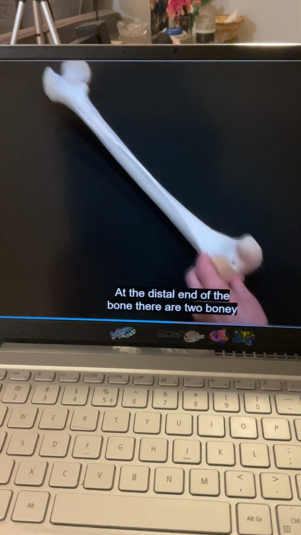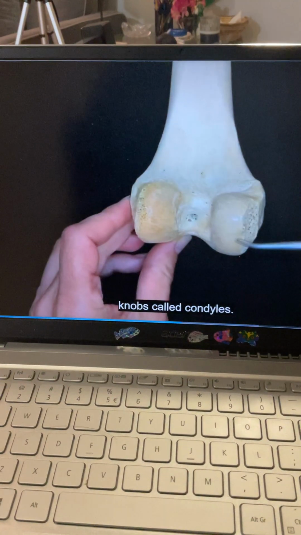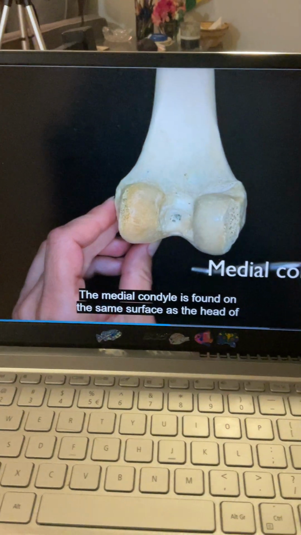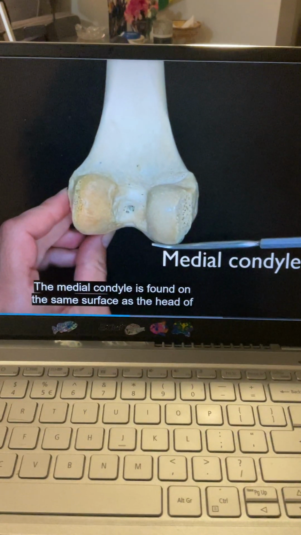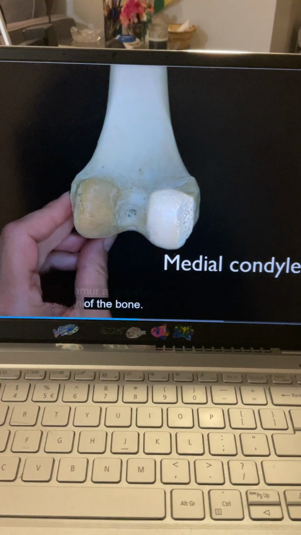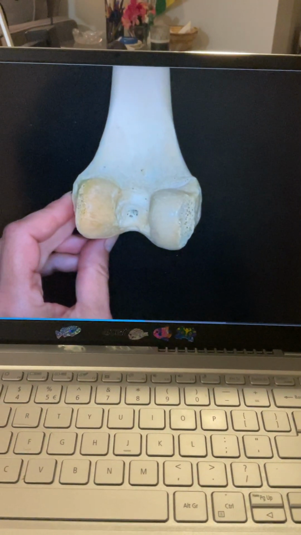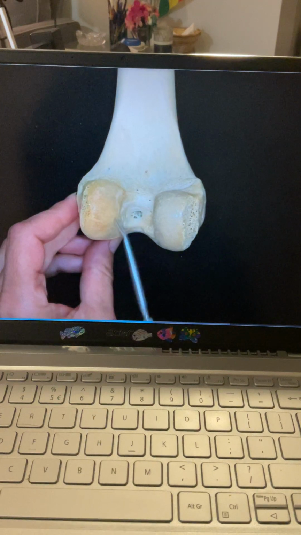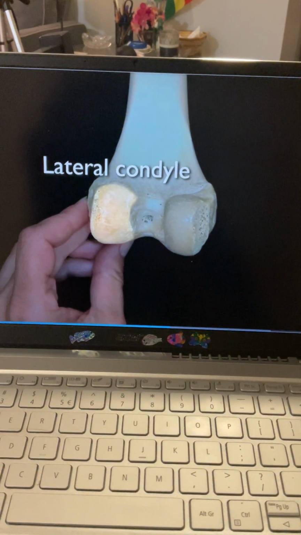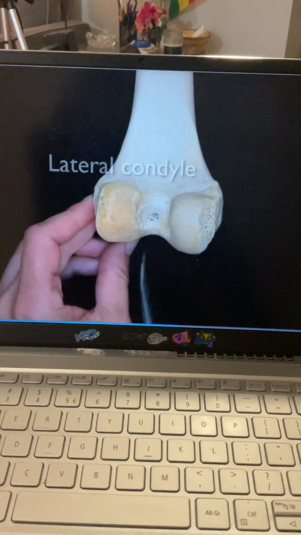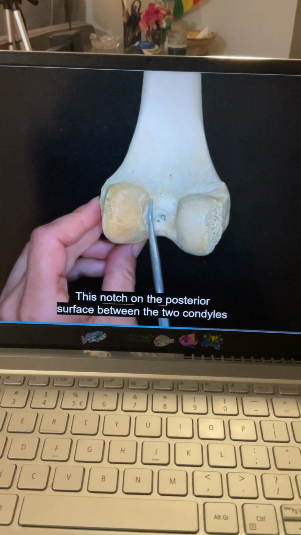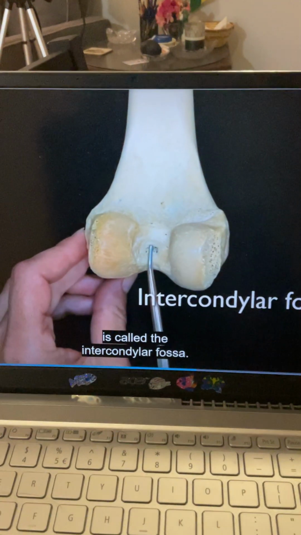At the distal end of the bone, there are two bony knobs called condyles. The medial condyle is found on the same surface as the head of the femur and projects to form the most inferior point of the bone. This is the lateral condyle. This notch on the posterior surface between the two condyles is called the intercondylar fossa.